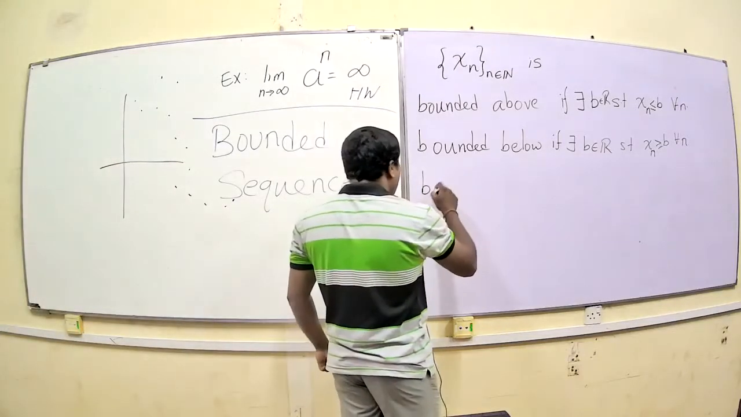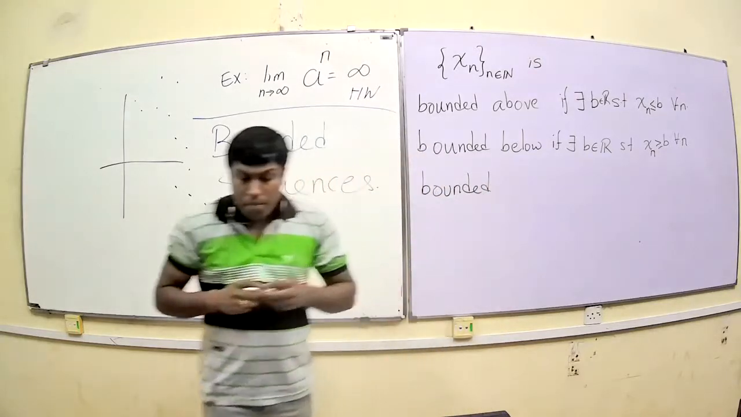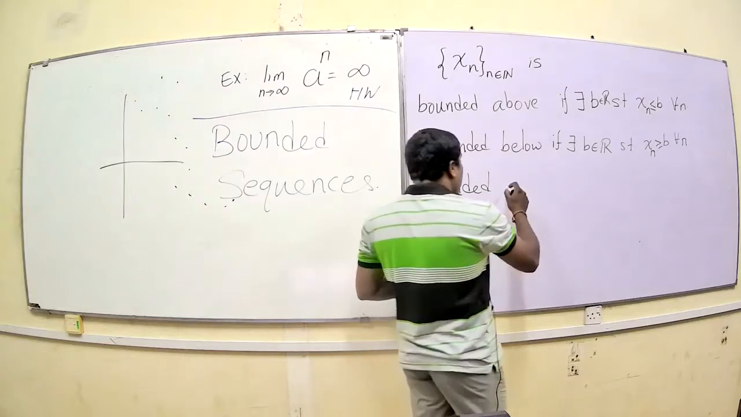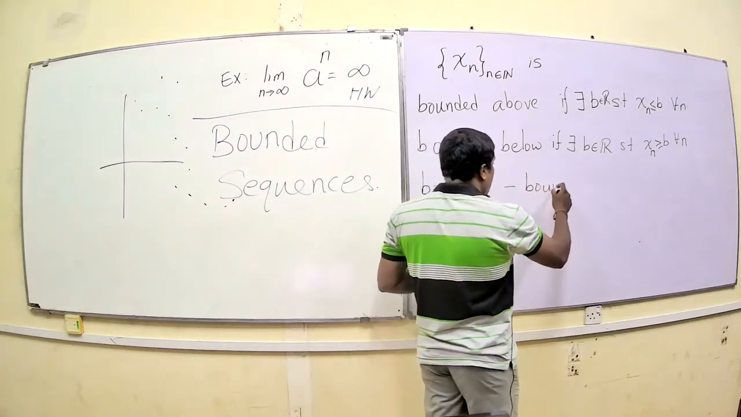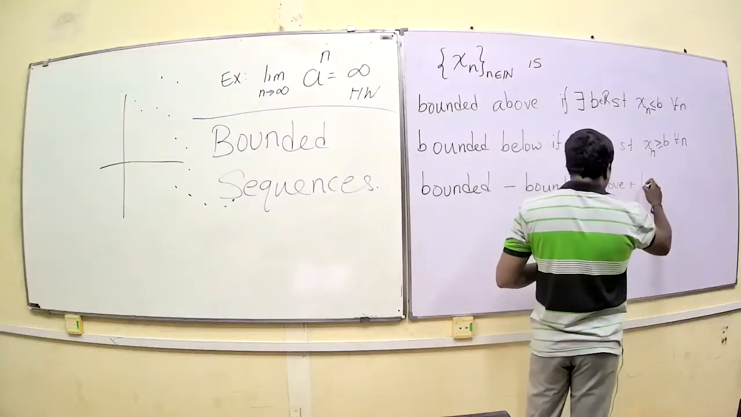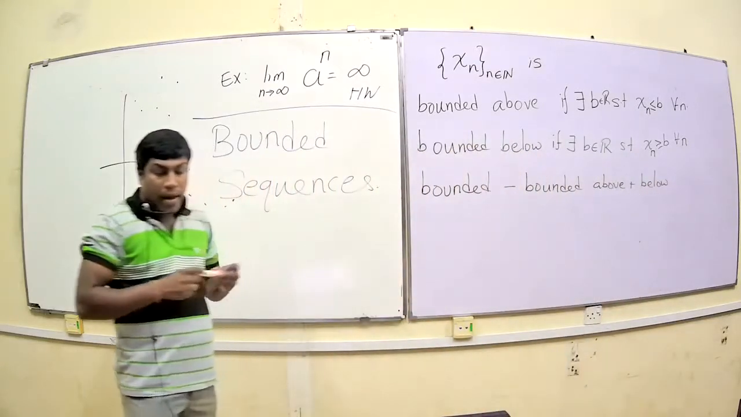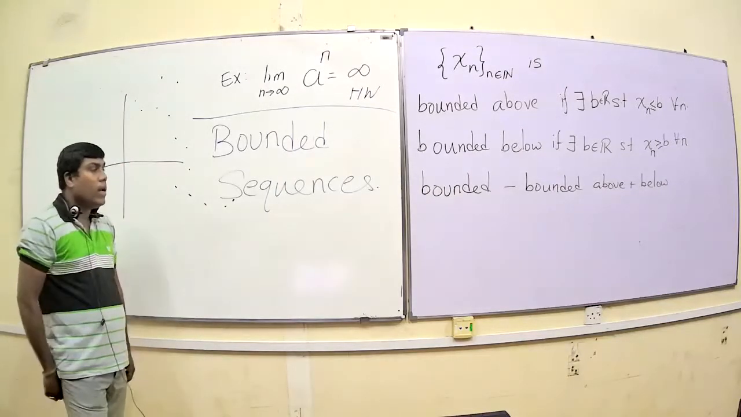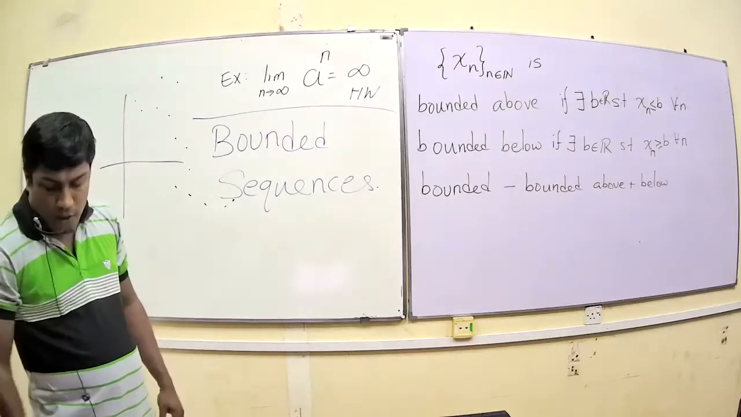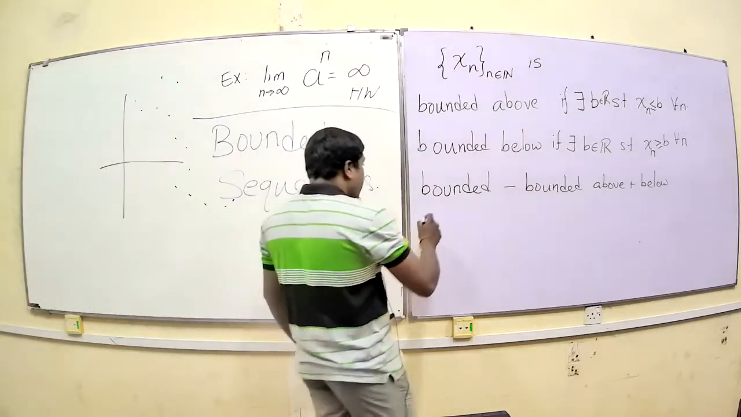So if it is bounded, then it should be bounded above and bounded below. So it is bounded above and bounded below, and then we call it bounded. Usually, that's how we call bounded. But generally, this is how we write.